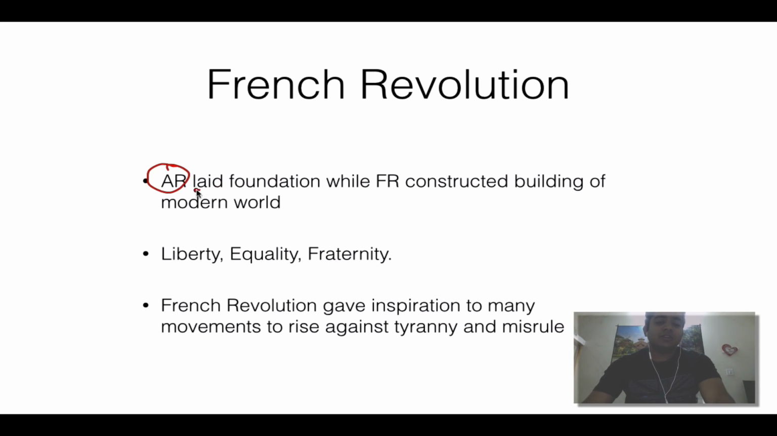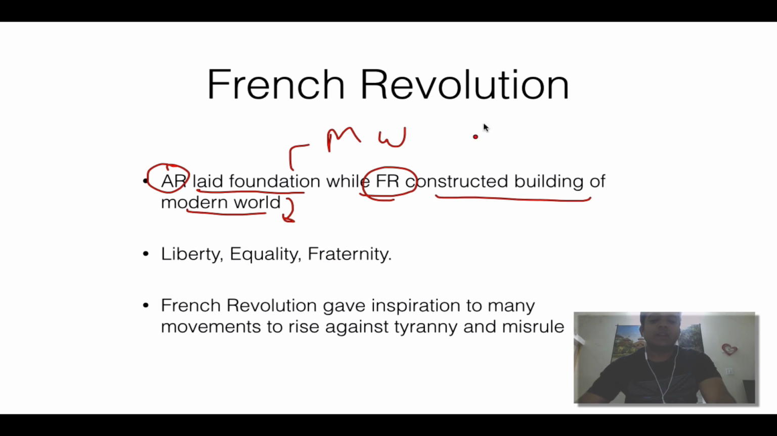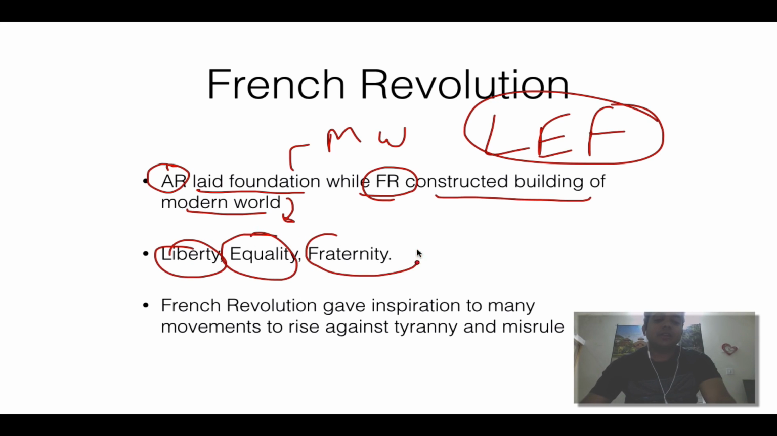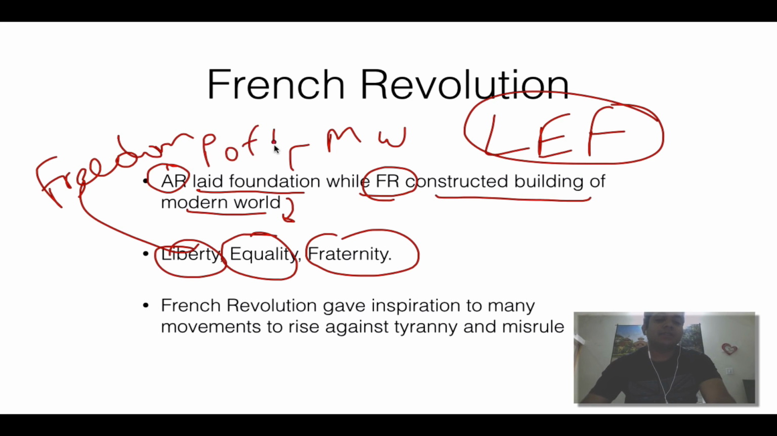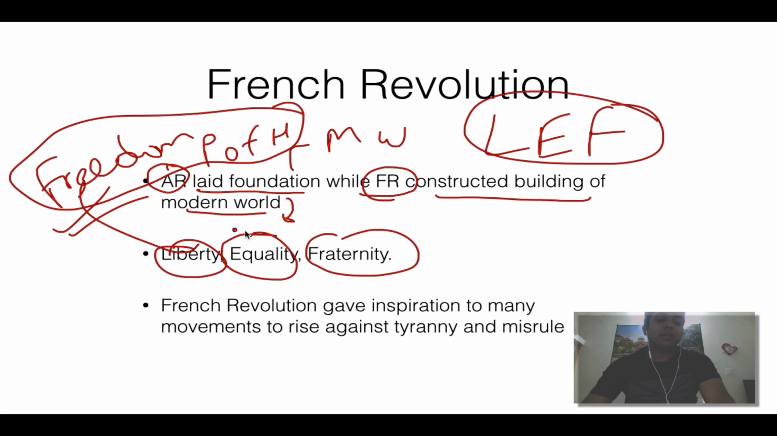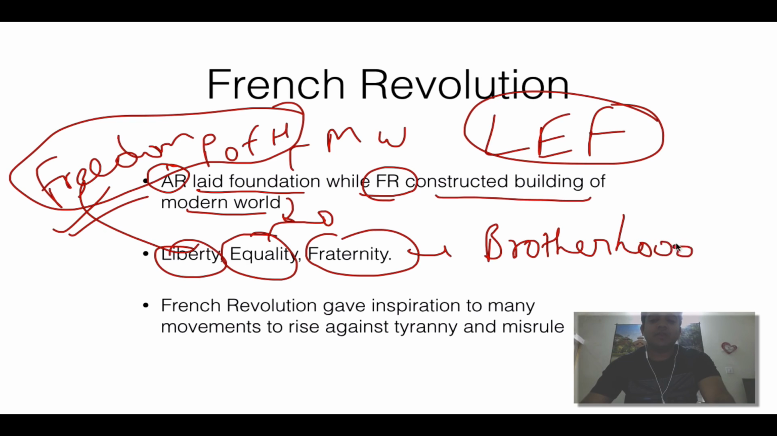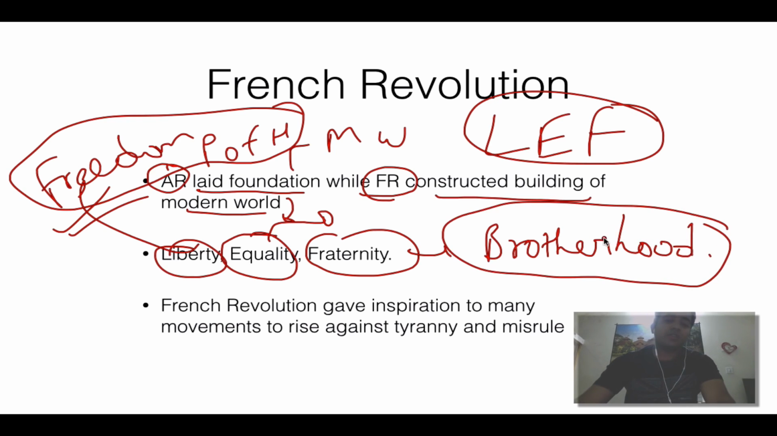The American Revolution laid the foundation of the modern world, while the French Revolution constructed a building on this foundation. This building was made up of L, E, and F: liberty, equality, and fraternity. Liberty literally means freedom to pursue your happiness. Equality means there will not be any discrimination on the basis of sex, gender, caste, creed, race, color, etc. Similarly, fraternity literally means brotherhood. Sorority means sisterhood. So it means universal brotherhood or universal sisterhood.